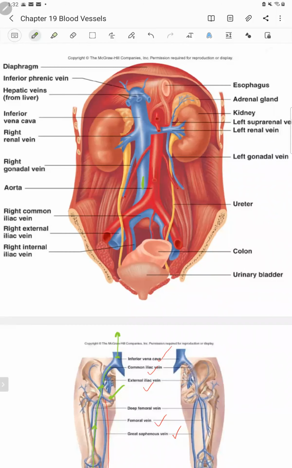So here's the inferior vena cava. And eventually you're going to have the right and left renal veins. Oftentimes filters are put in the inferior vena cava below the renal veins, so you don't have blood clots going into the renal veins or even going up into the lungs or the heart or the brain.